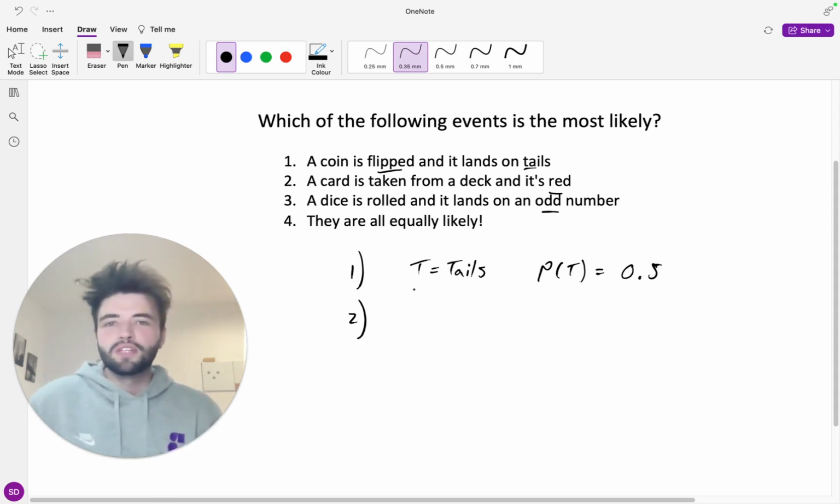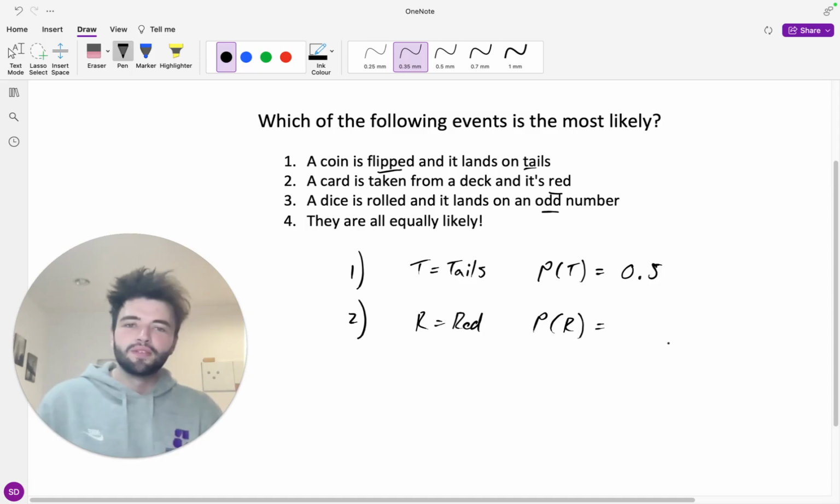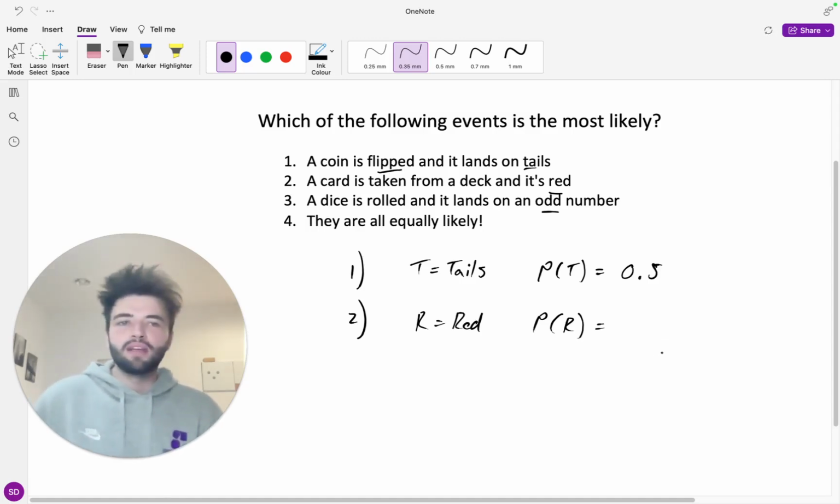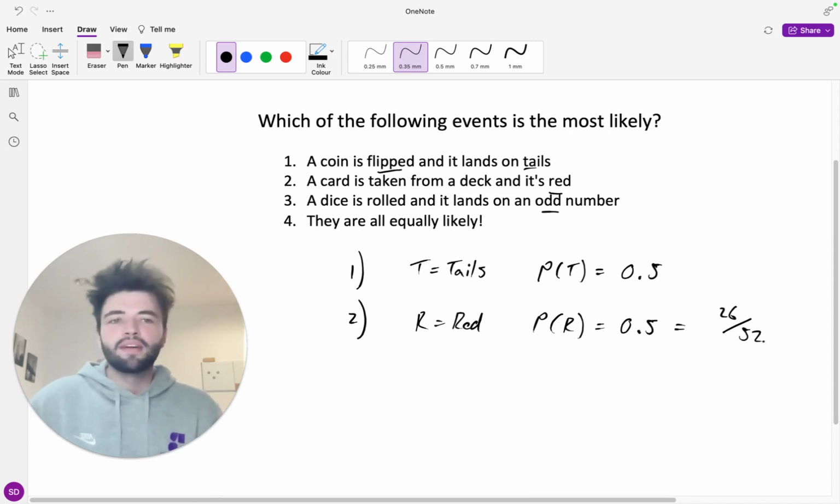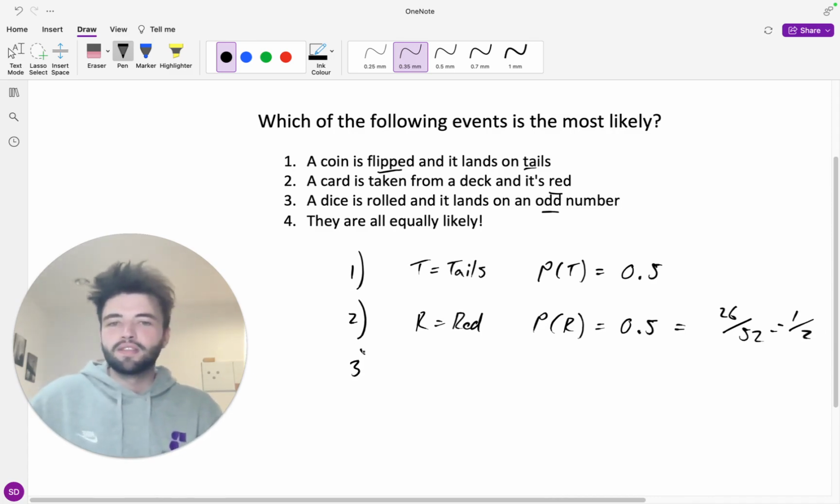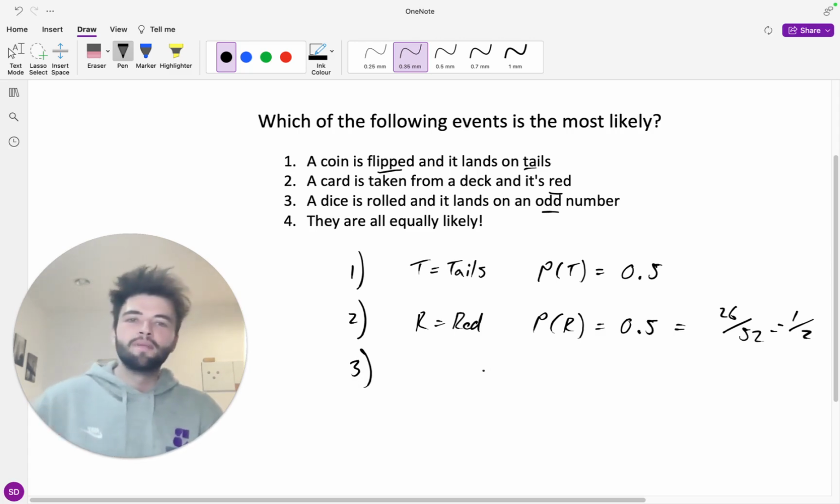For our second one, we're taking a card from a deck and it's going to be a red. So we're just going to label R for red, and the probability of getting a red if we draw a card from a deck is going to be a half, because there's an equal number of red cards and black cards in a deck. We can actually write this also as 26 over 52, because there's 52 cards in a deck and 26 of them are red, the other 26 are black. But 26 over 52 simplifies to a half, which also simplifies to 0.5. So that is it for our second event. And this is also good practice at memorizing the different famous examples of random trials.